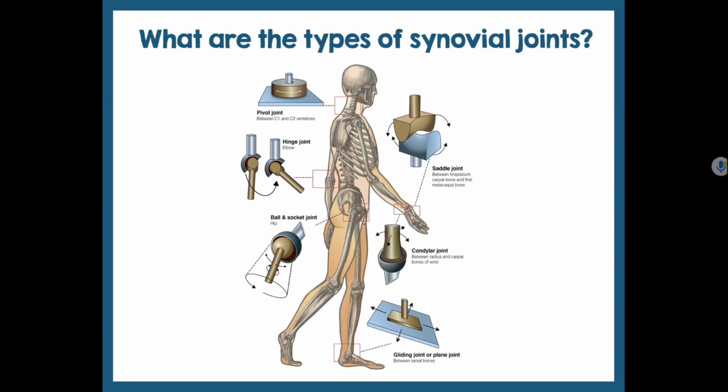Then there's a condylar joint. This type of joint is found in the wrist and fingers, and it allows for movement on 2 axes. Last, there's the gliding joint or plane joint. These joints allow for movement in all directions, but the motion is more limited. An example here would be in your ankle.